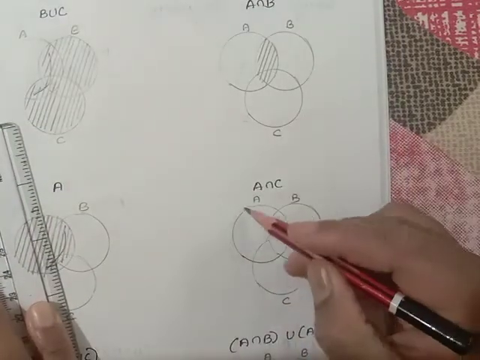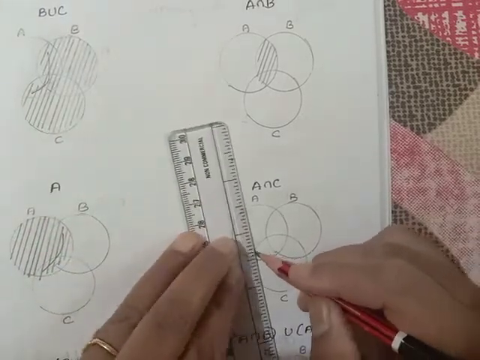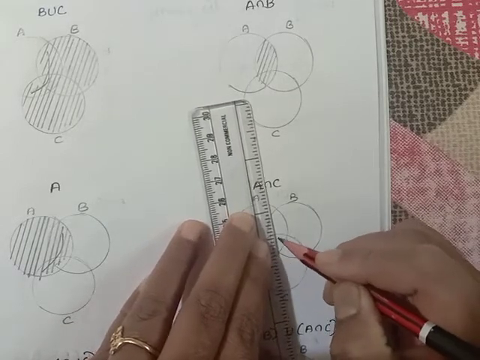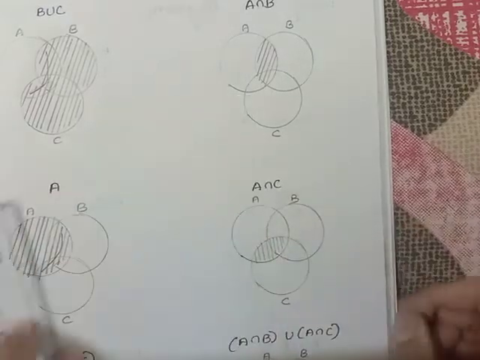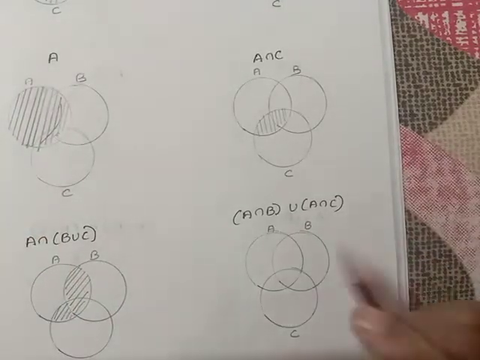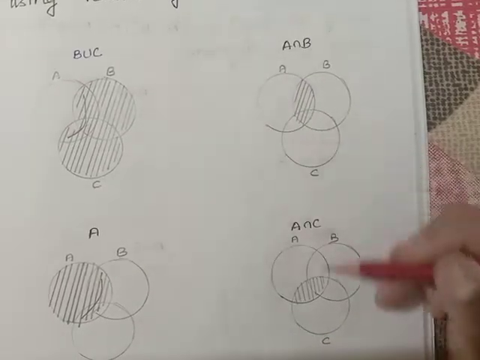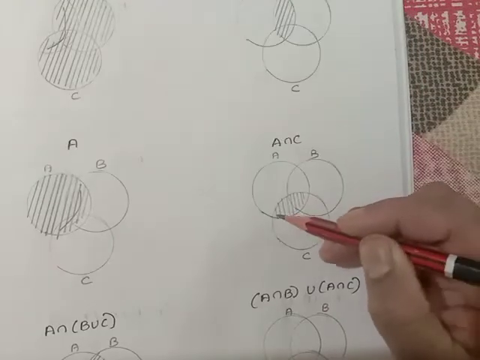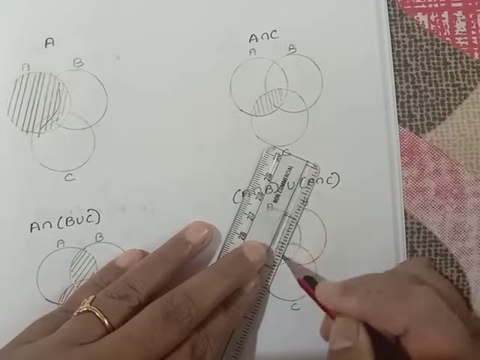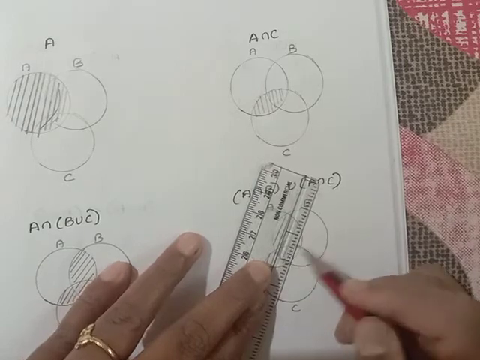Now A intersection C. This is the circle of A and this is the circle of C. Now we'll cover the common portion of A and C. This is the common portion of A and C. Next, A intersection B union A intersection C. The relationship between them is union. Union means we want both the things. We want this diagram and also we want this diagram. So we'll cover both the things. That gives you A intersection B union A intersection C.